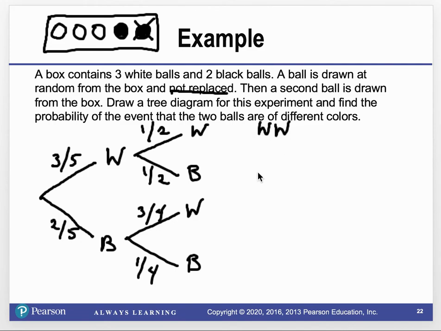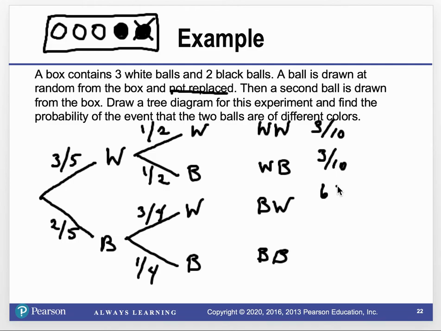Okay, so here's your sample space, all your possible outcomes. They could both be white balls. You could have drawn a white ball and then a black ball, or a black ball and then a white ball, or you could have drawn black balls both times. Okay, so our probabilities, you just multiply. 3/5 times 1/2 is 3/10. 3/10. 2/5 times 3/4 is 6/20.